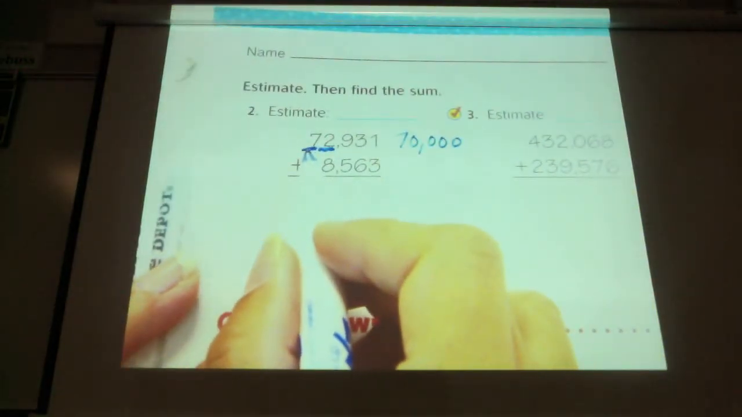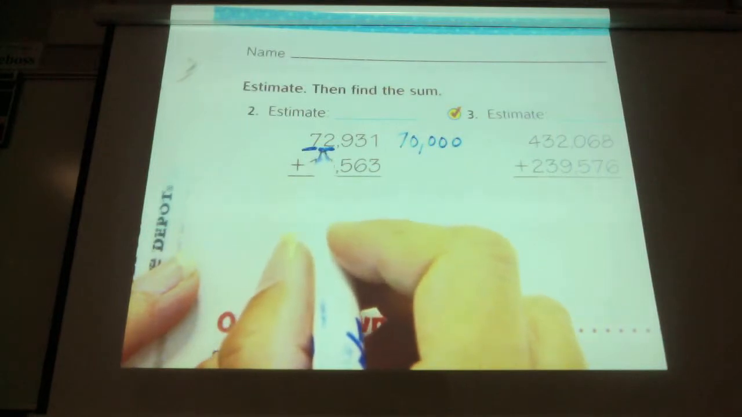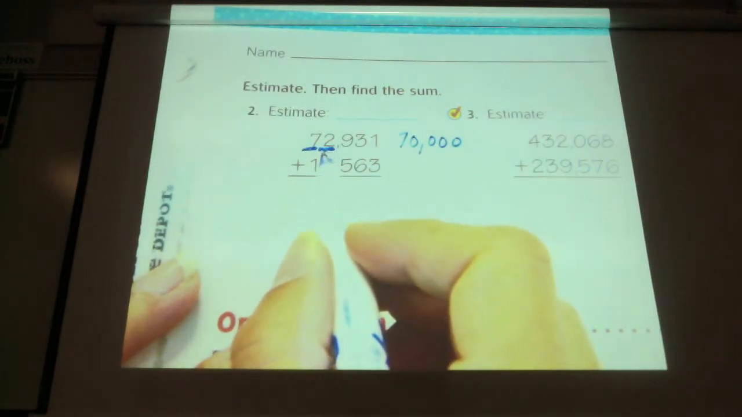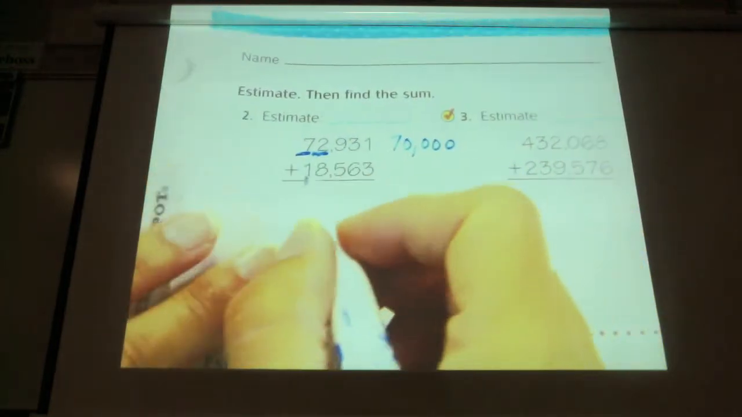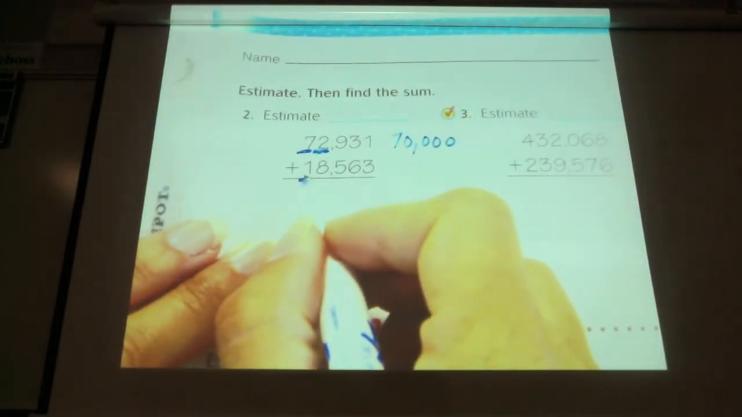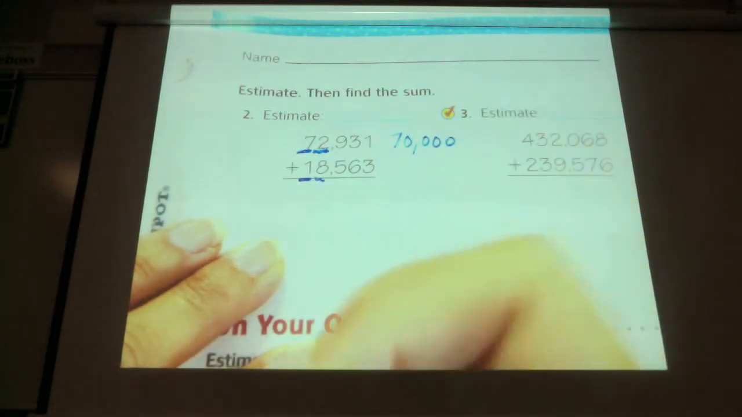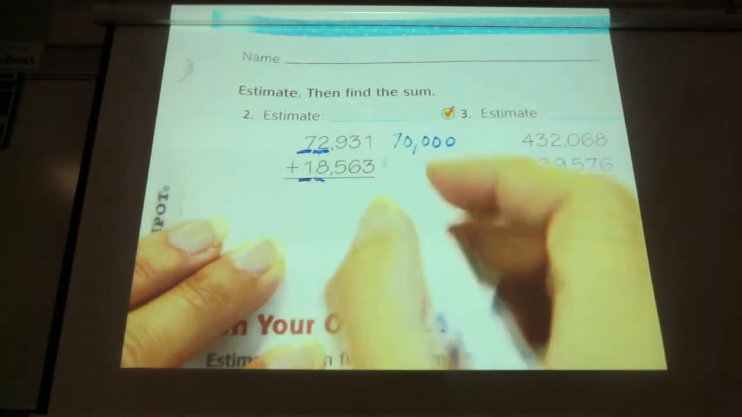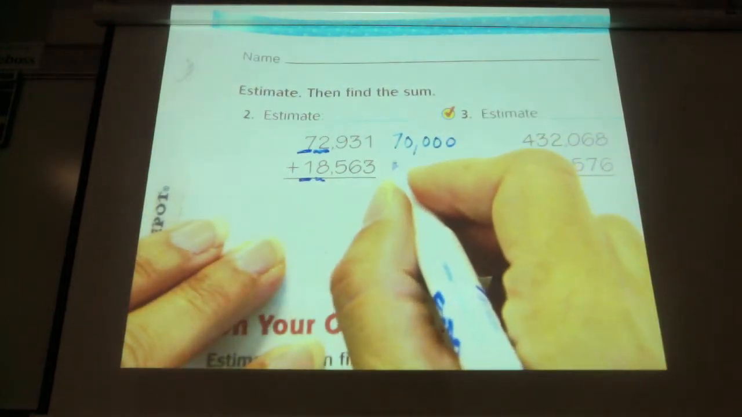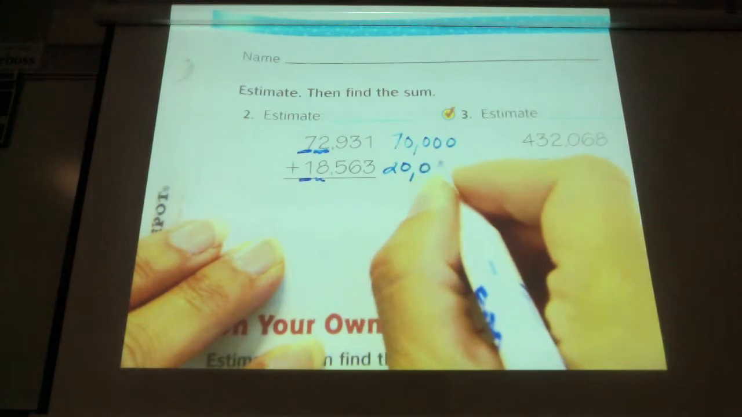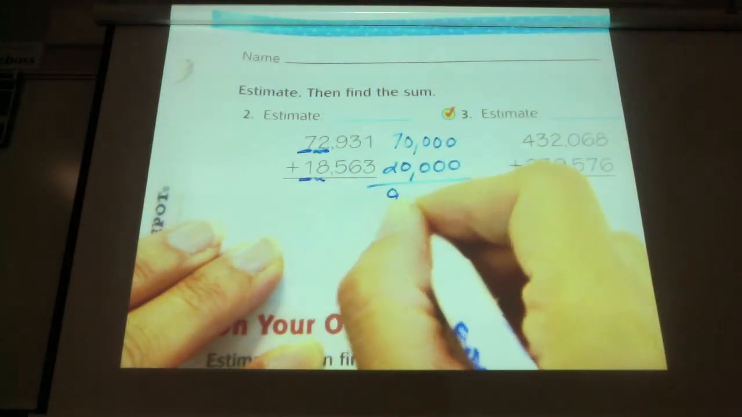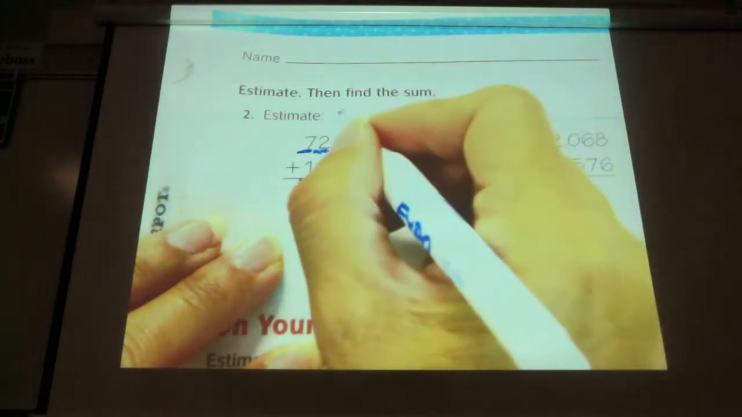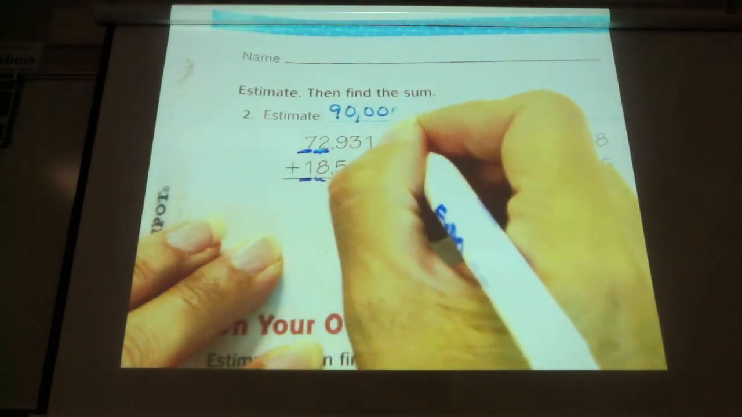Okay, so back to this. The 7 is what we're rounding to. We need to look at the 2 to make the decision, and we've decided that we're going to round it to 70,000. What about this one? We're going to round it to the nearest 10,000. We look at the 8 to make our decision, and the 8 tells us go up or stay. Up to what number? 2, which is 20,000. And now I add those, and I get 90,000. So up here in my estimate, I'm going to put 90,000.